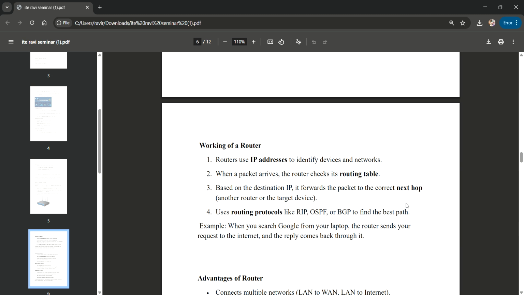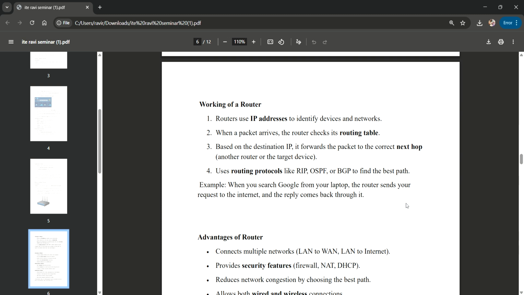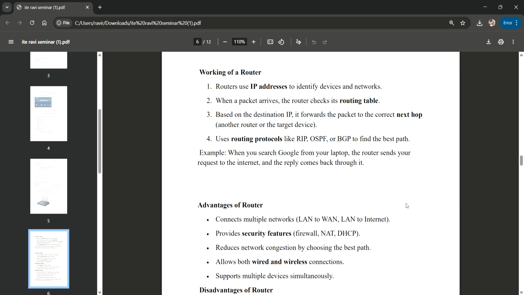For example, when you search Google from your laptop, the router sends a request to the internet, and the reply comes back through it. So this is how the router basically works. And coming to the advantages of a router, it connects multiple networks such as LAN to WAN and LAN to internet. It provides security features using firewalls, NAT, and DHCP. It reduces network congestion by choosing the best, shortest, or most reliable path.